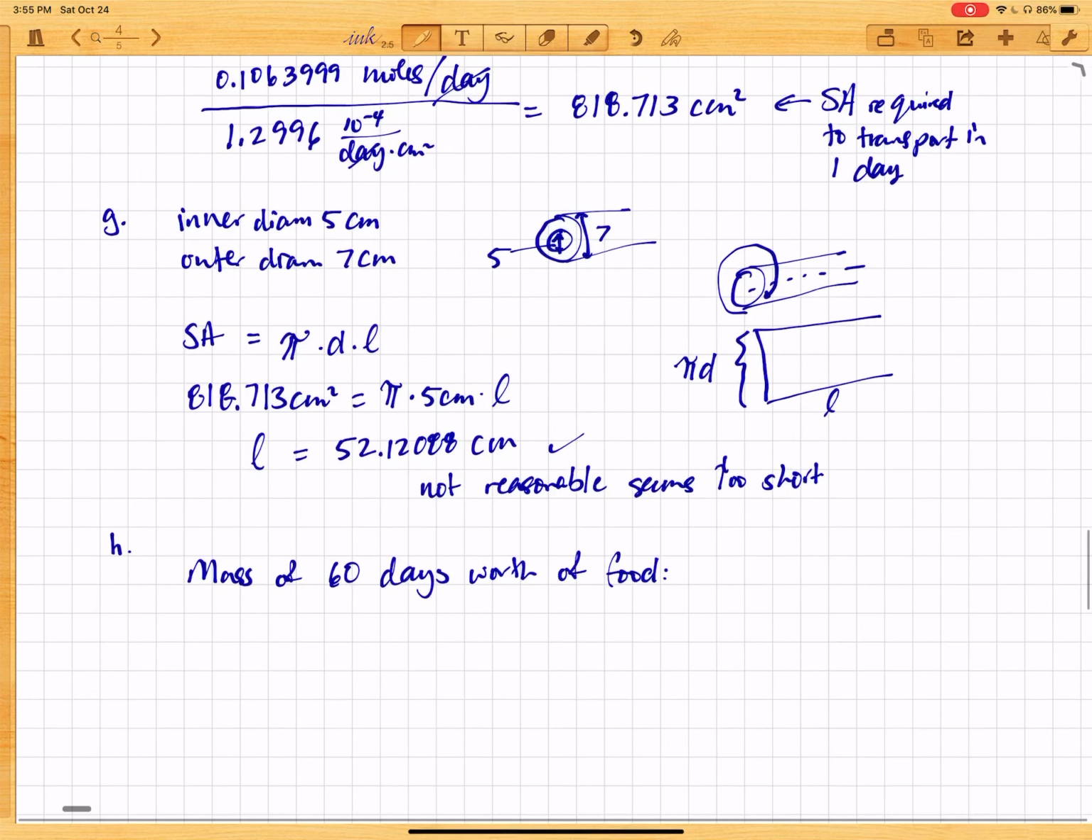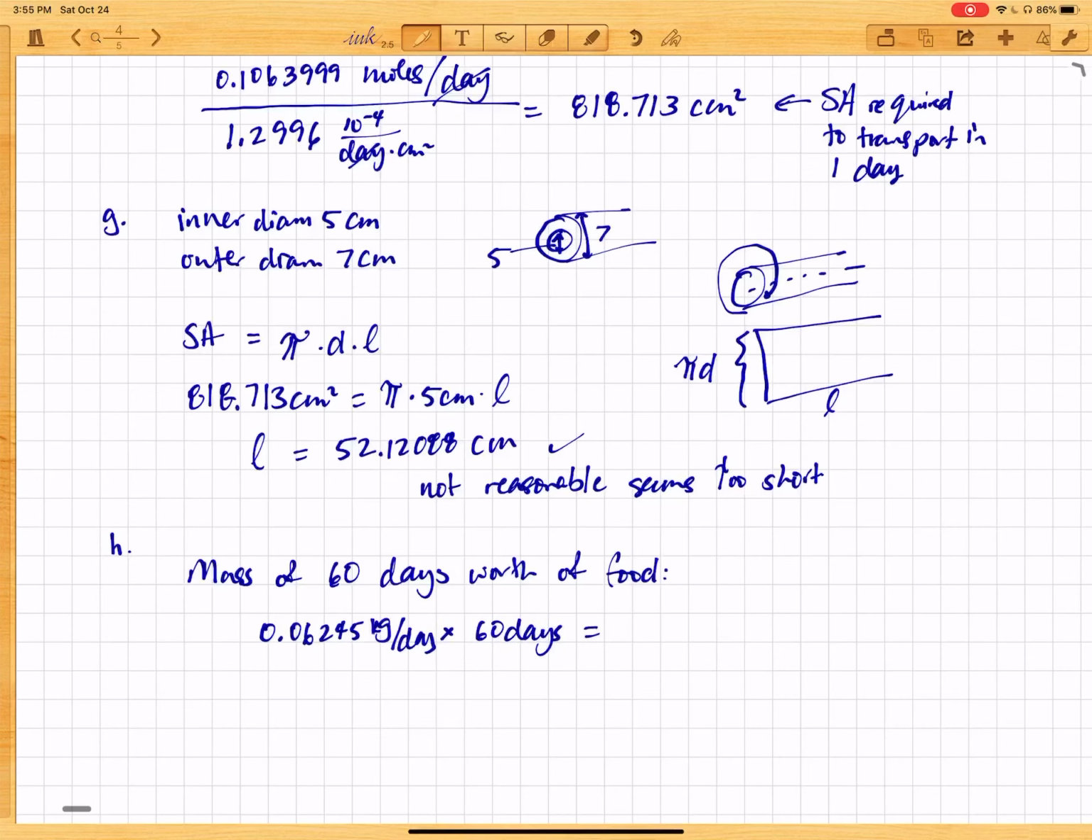Okay, so 0.06245 kilograms per day times 60 days equals 3.747 kilograms per feeding.